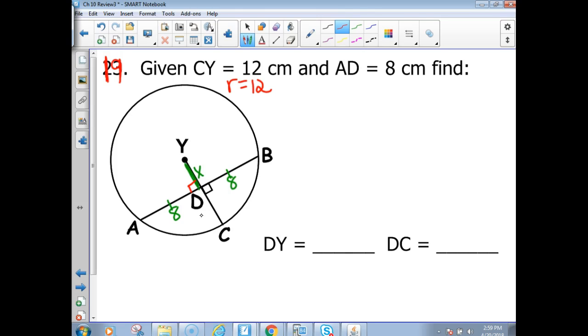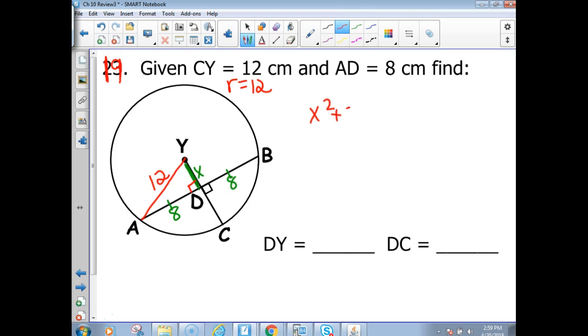Okay, that's it. And don't we have an example like this in our ISN, I believe, something similar? You'd connect A and Y to make a radius. That's what Nathan said, and yes, that was the correct way to explain it. He said, draw a radius from A to Y, which would be 12. Now I can do the Pythagorean theorem to find DY.